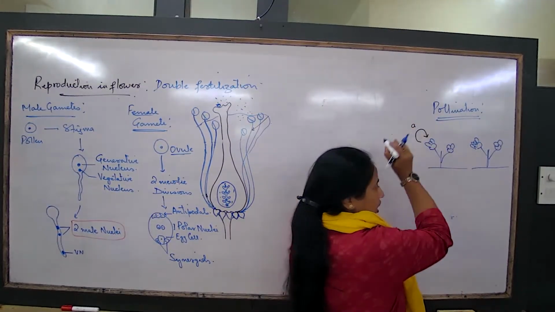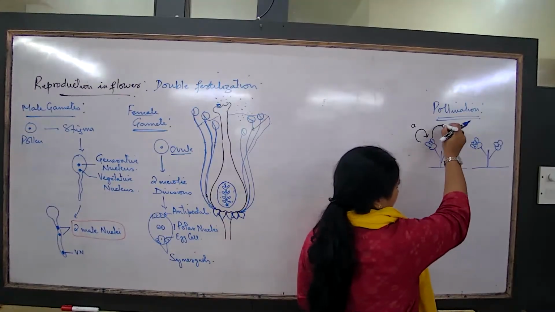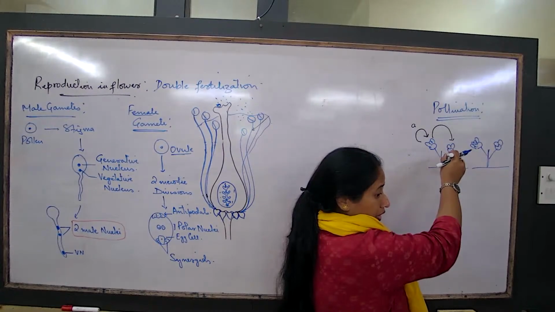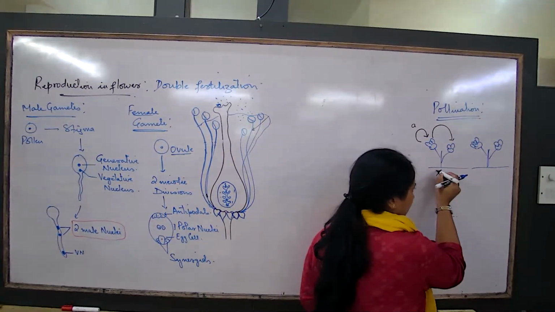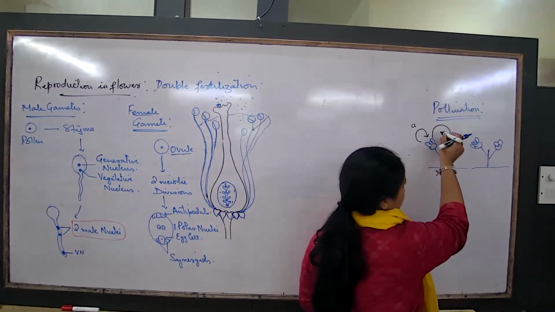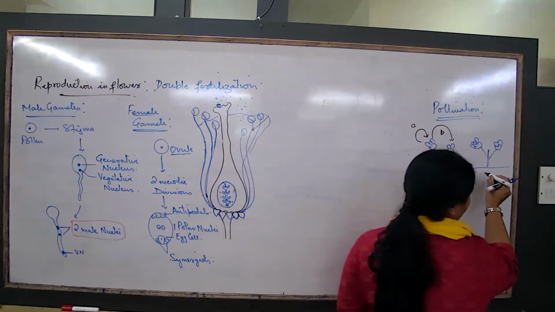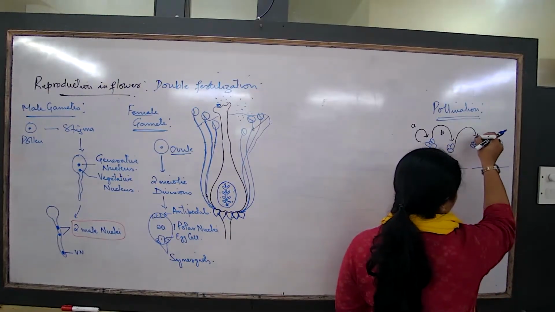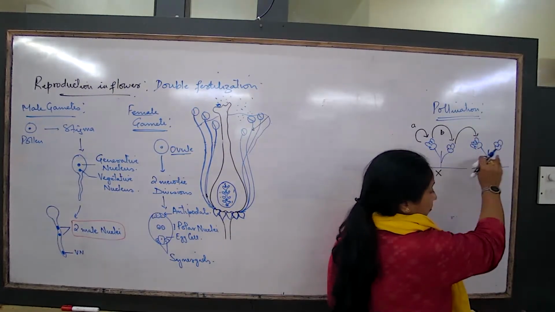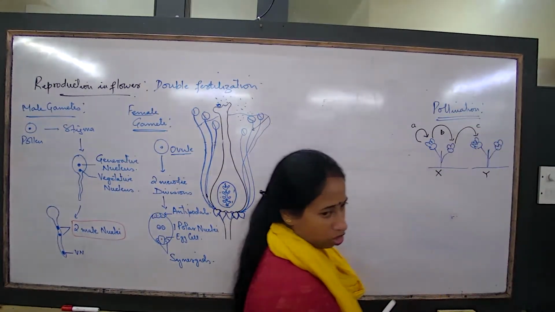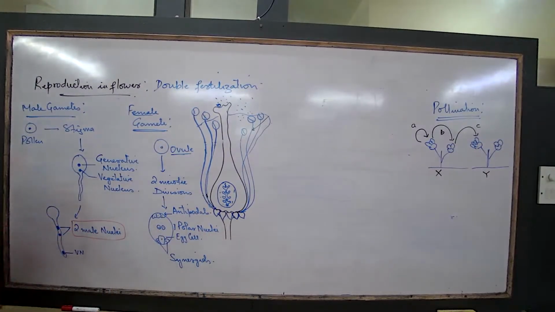what type of pollination is this? A. Now I'm talking about the transfer of pollen grain from anther to stigma, involving two flowers of the same plant. What is this type of pollination known as? And now I'm talking about the transfer of pollen grain from anther to stigma of two different flowers of two different plants. What is this method of pollination known as? Can you tell me? What is A? Self pollination. What is B?